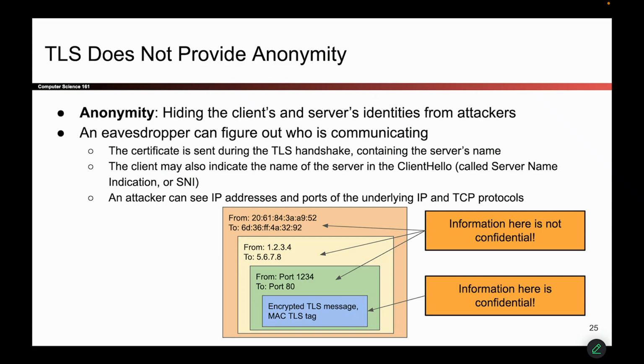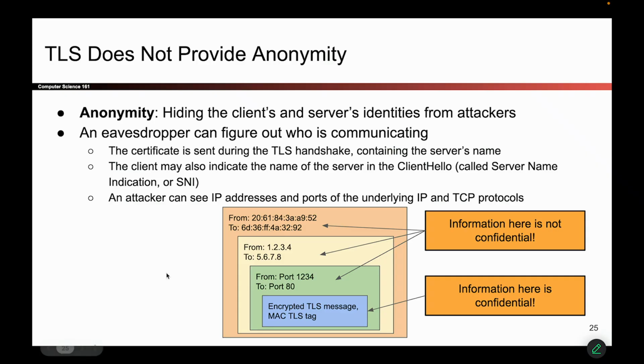So, more miscellaneous TLS properties. TLS is great. It provides end-to-end security. But there are some properties that it doesn't provide that we should be careful about. One property that you might want is anonymity, which means you don't want attackers to know who you are and who you're talking to. TLS does not provide anonymity.